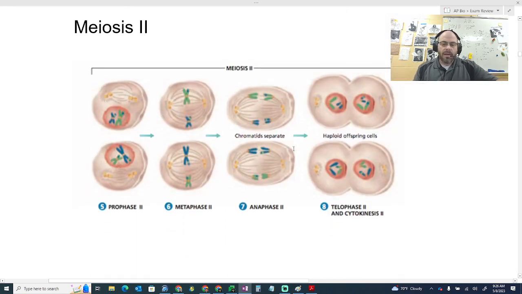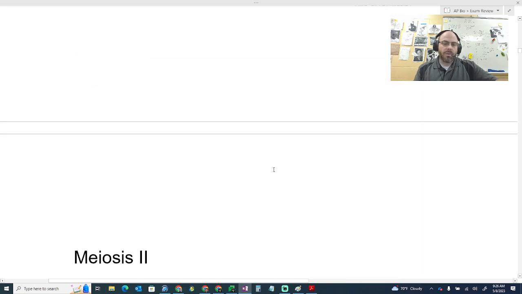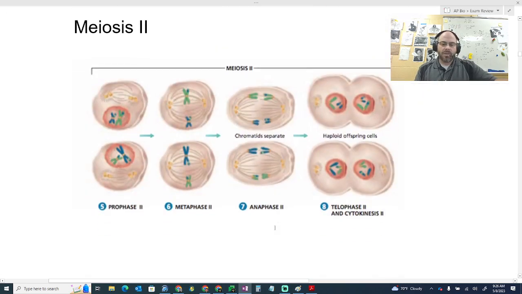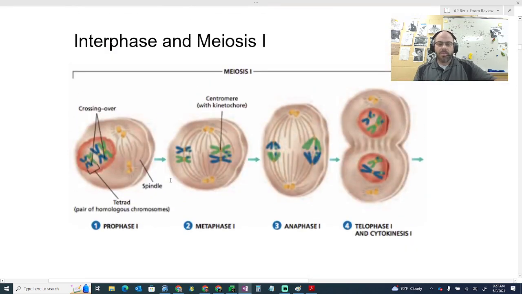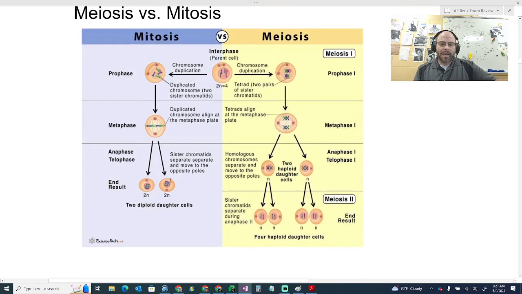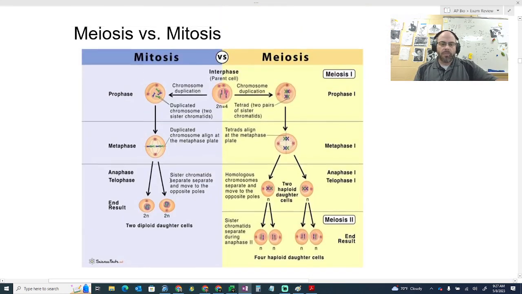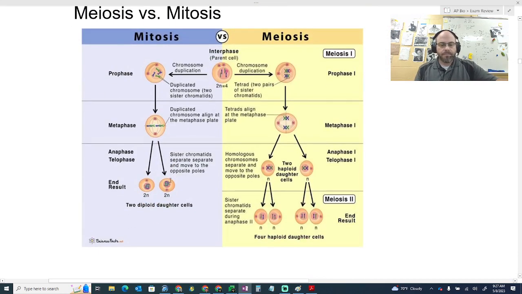Not a whole lot to talk about here except for anaphase 2. We will make a big distinction between anaphase 1 and anaphase 2. Those are the important phases there. Prophase 1 has some other things going on that make it important, but we will talk about that later. We'll talk about that actually in just a moment.